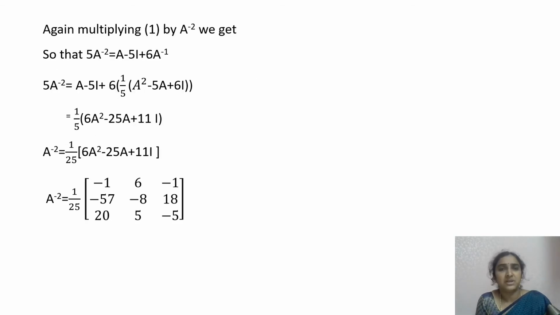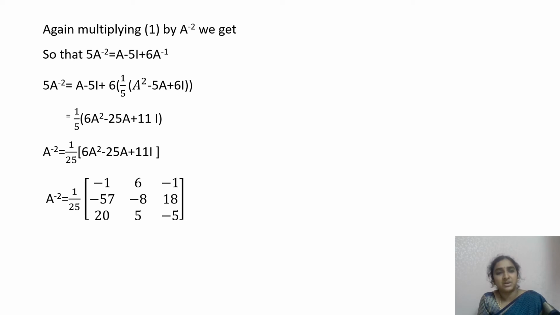Again multiplying by A to the power minus 1, we get 5A to the power minus 2 is equal to A minus 5I plus 6A inverse. 5A to the power minus 2 is equal to A minus 5I plus 6 into 1 by 5 A square minus 5A plus 6I on replacing A to the power minus 1. That is equal to 1 by 5 into 6A square minus 25A plus 11I. Hence A to the power minus 2 is equal to 1 by 25 into 6A square minus 25A plus 11I.